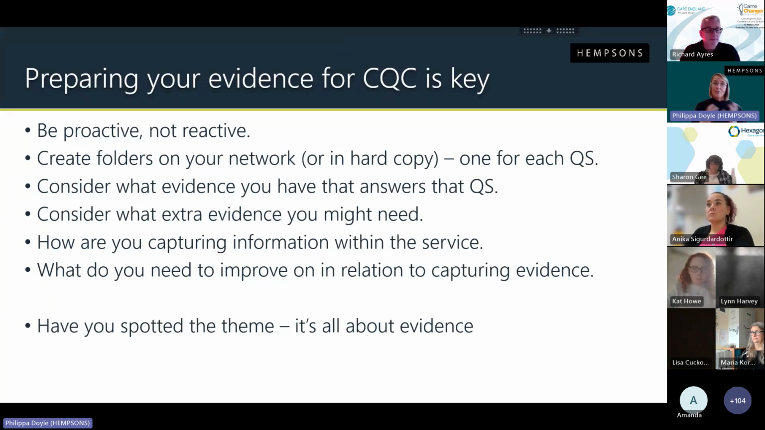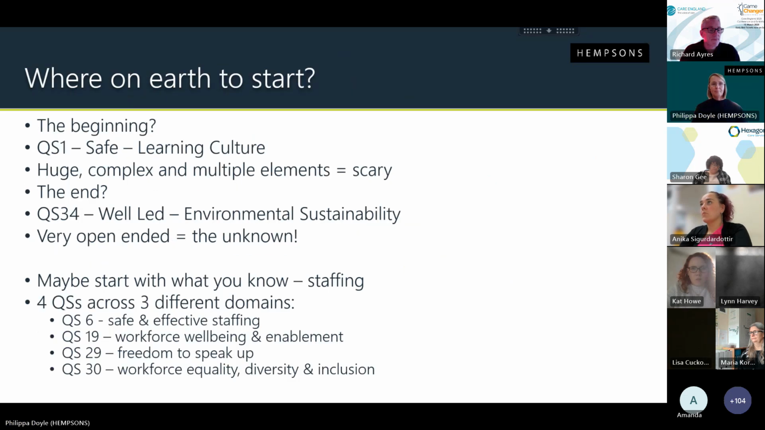And as I've said on the slide, have you spotted the theme? It's all about evidence. That old lawyer's phrase of if it's not written down, then it didn't happen, is never a truer phrase than it is with CQC in terms of the way they're working, because that's the focus going forwards. That's how they assess you. That's how they monitor you.